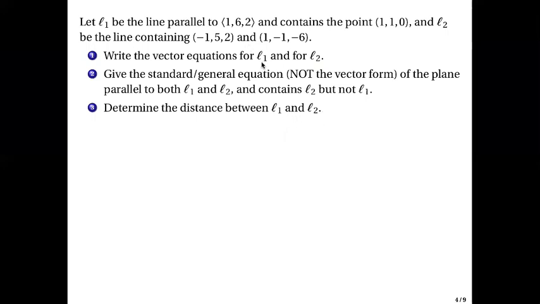By the way, these two lines, L1 and L2, are skew lines. Remember the definition of skew lines: they are not parallel nor intersecting.